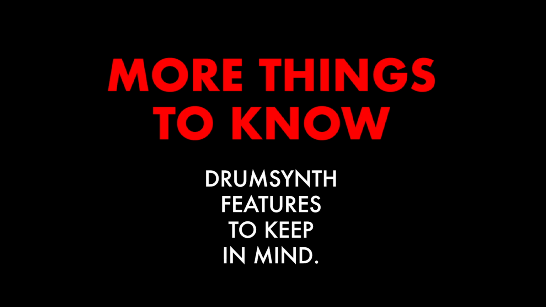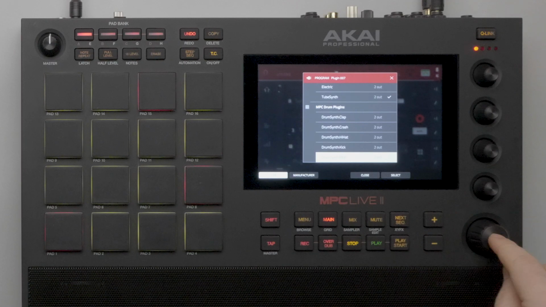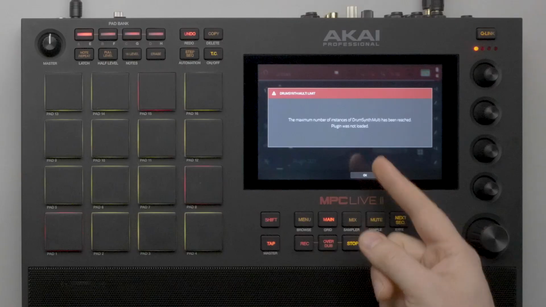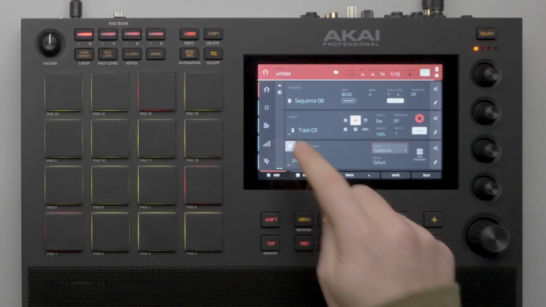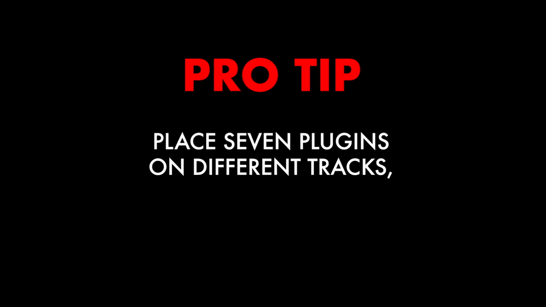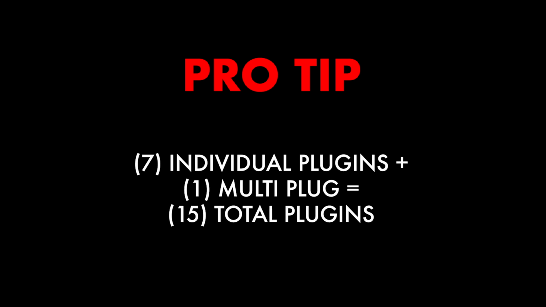Alright, there's just a few more things worth knowing about Drumsynth. First, you can only have 1 instance of the Multiplug per project. You'll get a warning if you try to load more than 1. Second, you can only have 8 plugins per project. You will get a warning if you try to add more. Pro tip, you can have 7 plugins on dedicated tracks and then have the Multiplug on an 8th track for a total of 15 plugins.